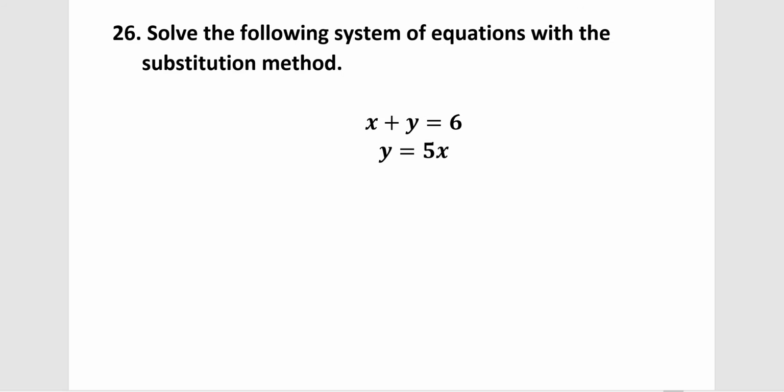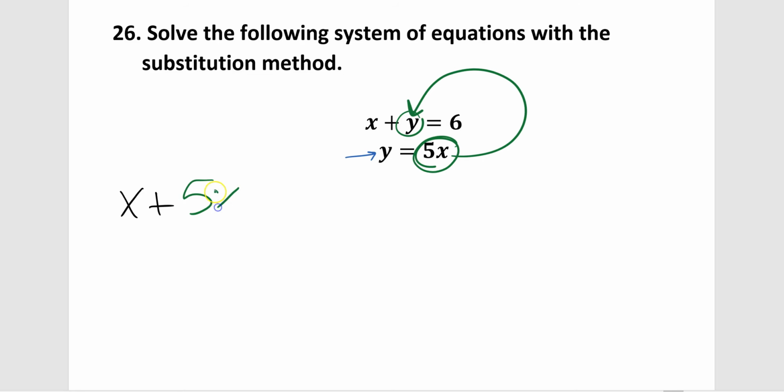Next, we're going to solve a system of equations with the substitution method. So in order to do the substitution method, you want to take one of your equations and solve for a variable. And sometimes it will already be set up like that for you, which in this case it is. I have y equals 5x. So what I can do is take 5x and plug it into the other equation in for y. So I'll have x plus, instead of y, I'm going to put 5x equals 6.